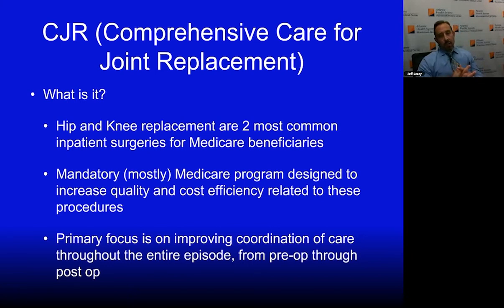So from there, I want to change topics a little bit and talk about CJR, the Comprehensive Care for Joint Replacement. This was a mandatory Medicare program which was put in effect about 5 years ago, and the goal was to increase quality and cost efficiency related to hip and knee replacement. The reason is that hip and knee replacement are the 2 most common inpatient surgeries. We looked at that stat early in the talk. In 10 years, there's going to be up to 3 million of these procedures done a year, so you understand what a financial impact that has on Medicare and private insurances.